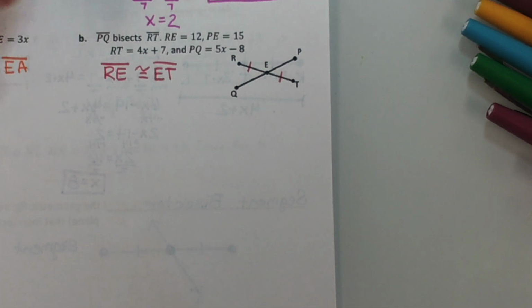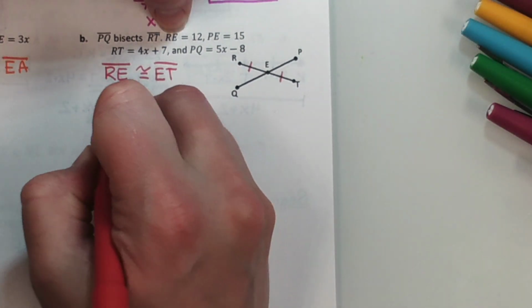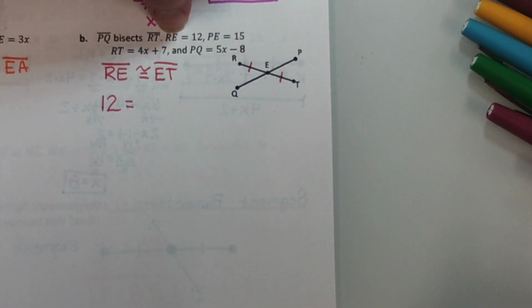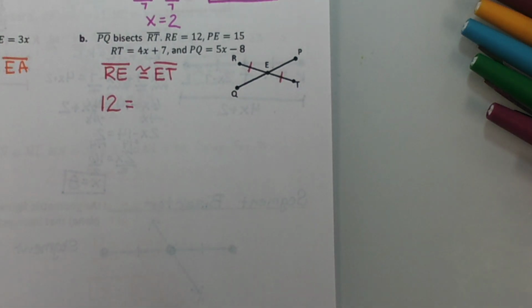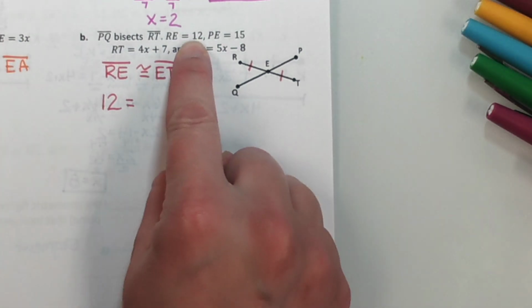RE is 12. Equal to ET is, oh, there's a typo here. Typo? Oh, no, there's not a typo here. You just confused me. I confused myself. I got ahead of myself, don't mind me. You're confuzzled. Wait, what? Okay, hold on, I just processed what you did. Okay, so RE is 12, equal to ET.